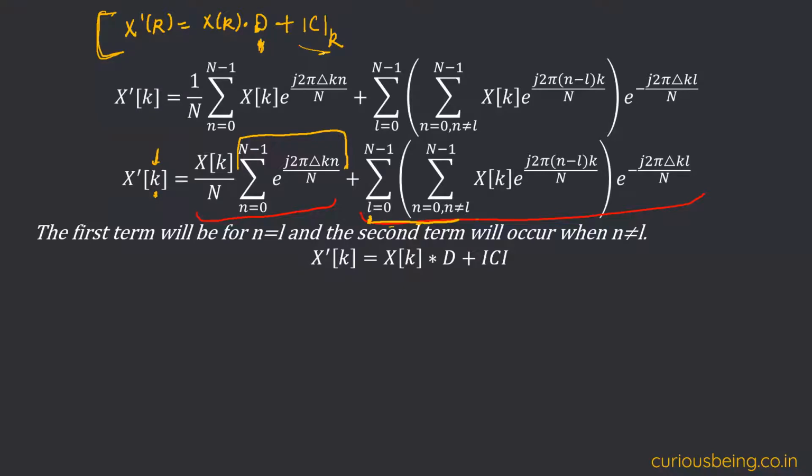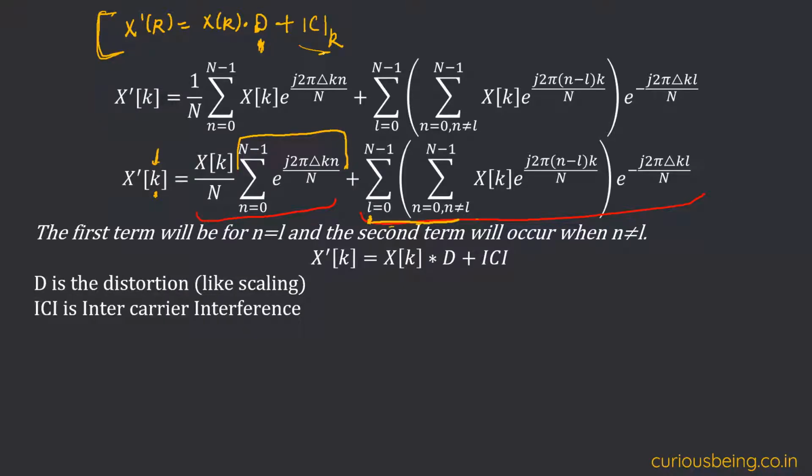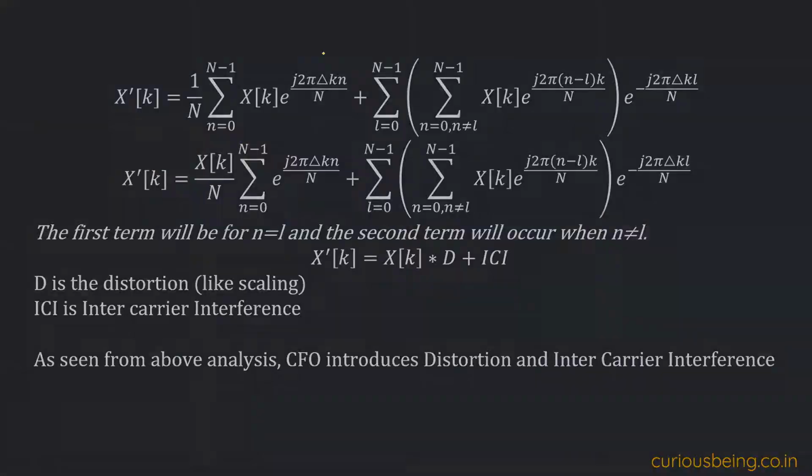So here I have written this. D is the distortion, like scaling, and ICI is the intercarrier interference. Any questions still here?